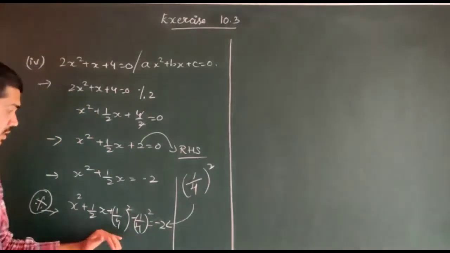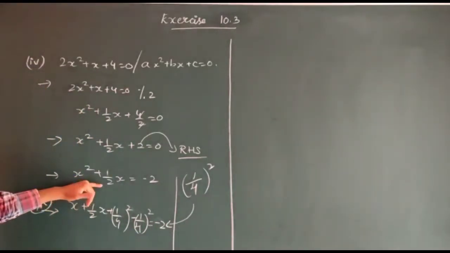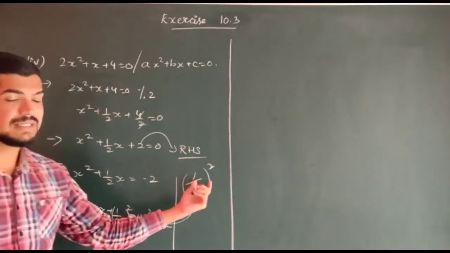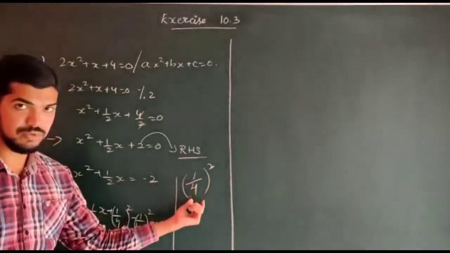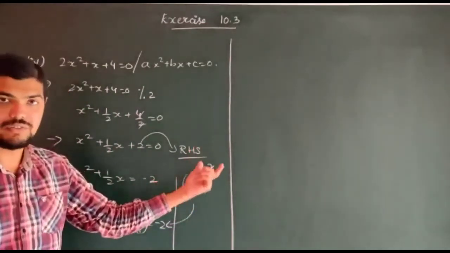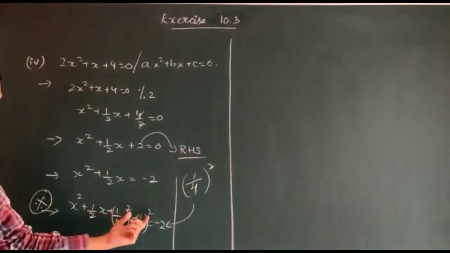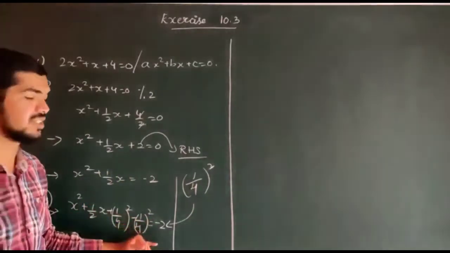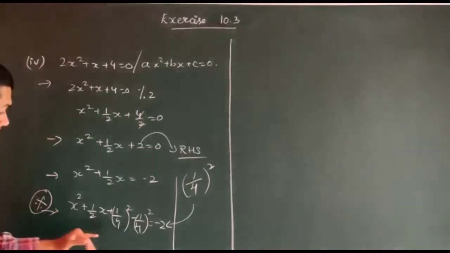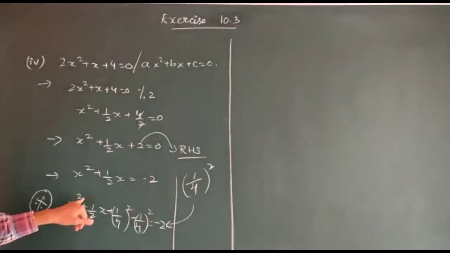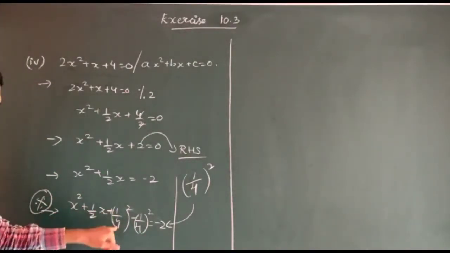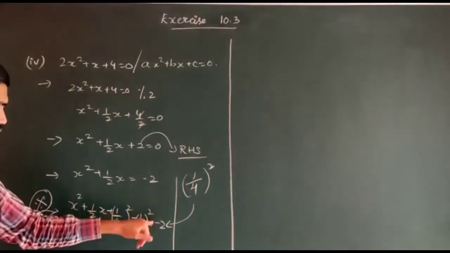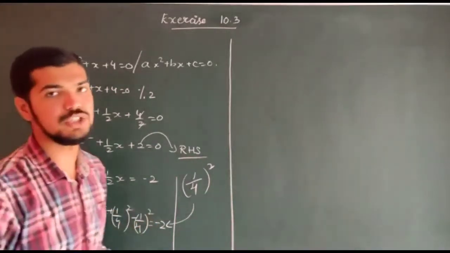I repeat, I should consider the coefficient of x, take half of that, that is 1 by 4, and square that. After squaring it, add and subtract it over here. This step is very important, as students make mistakes in this step. Fine. So the answer is x square plus 1 by 2x plus 1 by 4 whole square minus 1 by 4 whole square is equal to minus 2.